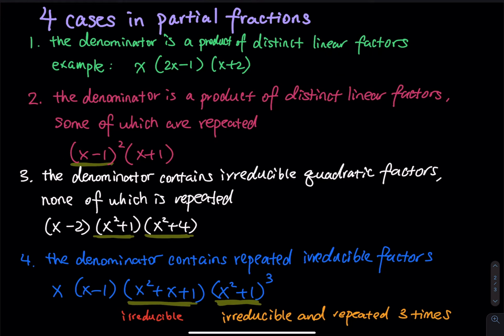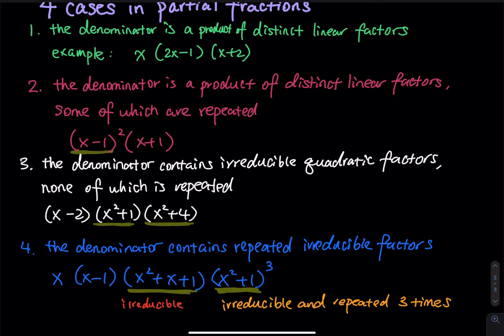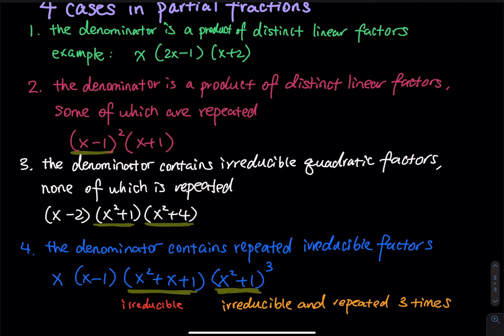x minus 1 is a linear function, right? So we call it a linear factor that is raised to the second power. So that is repeated. So in this case, we have another method to set up the partial fraction. And then in case 3, the denominator contains irreducible quadratic factors, none of which is repeated.